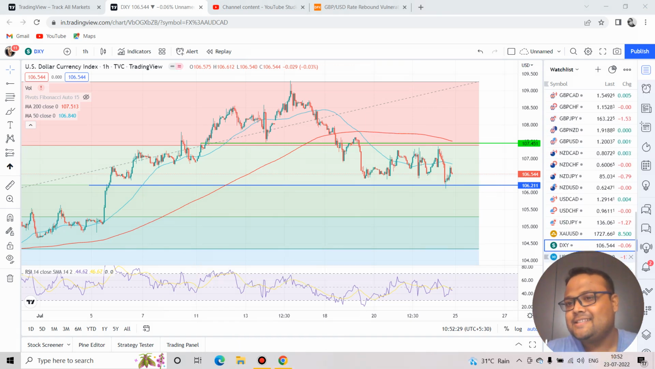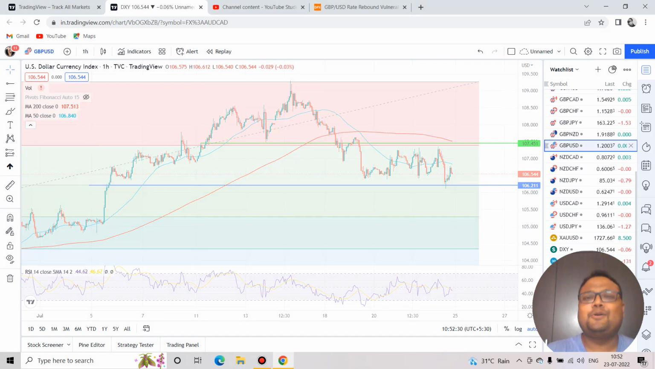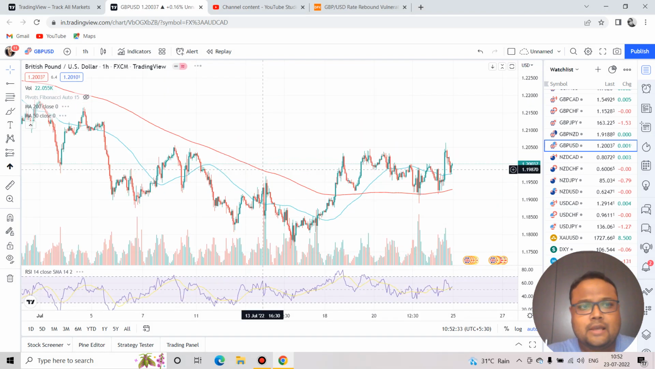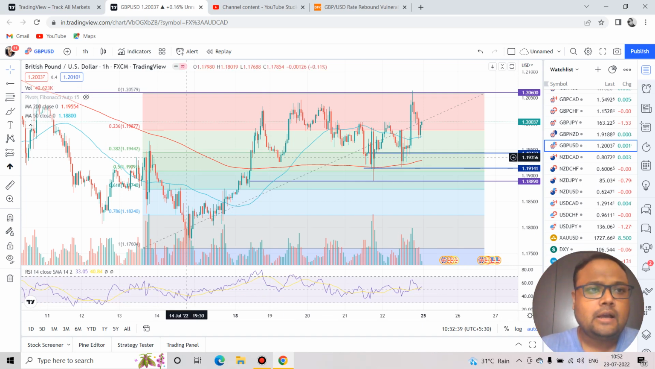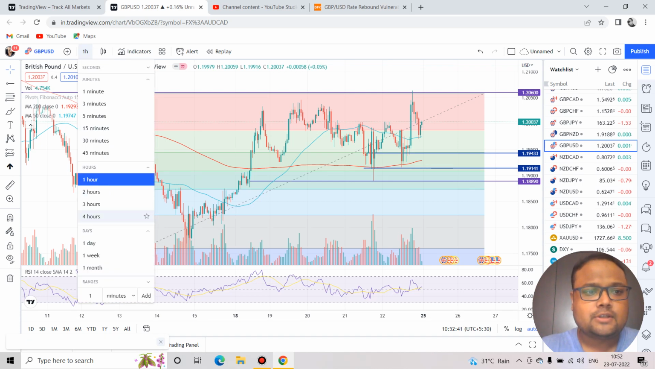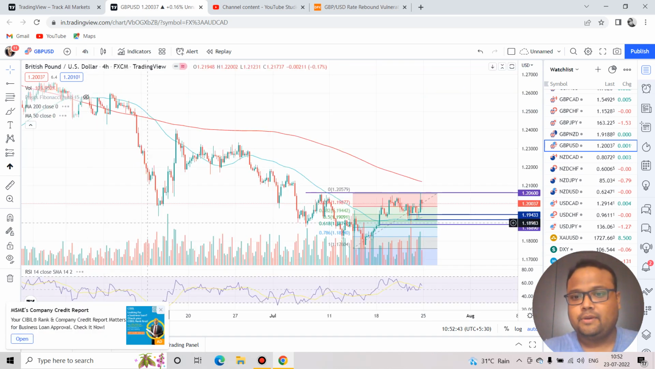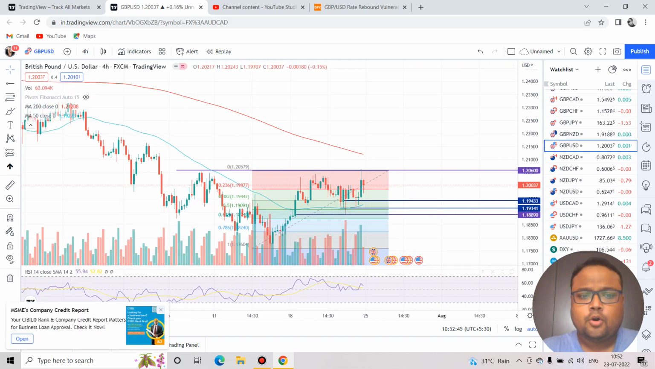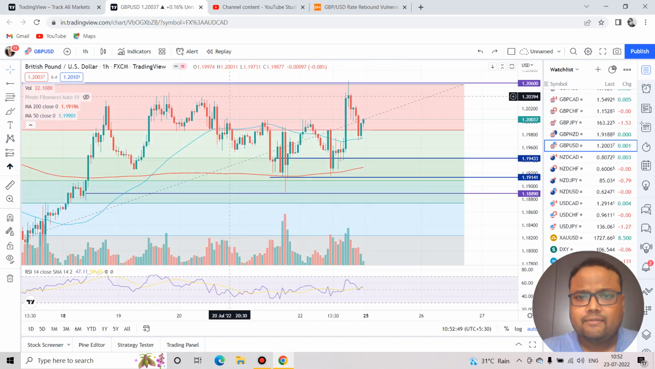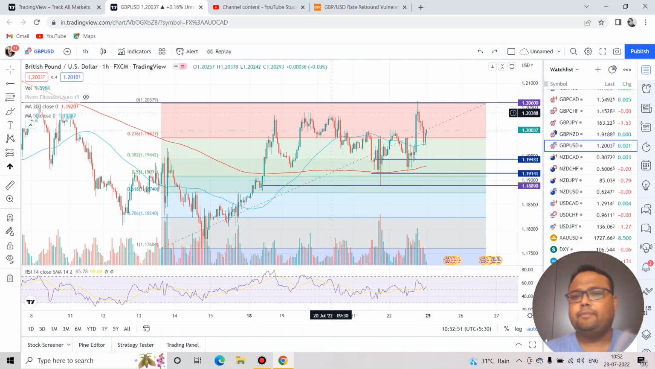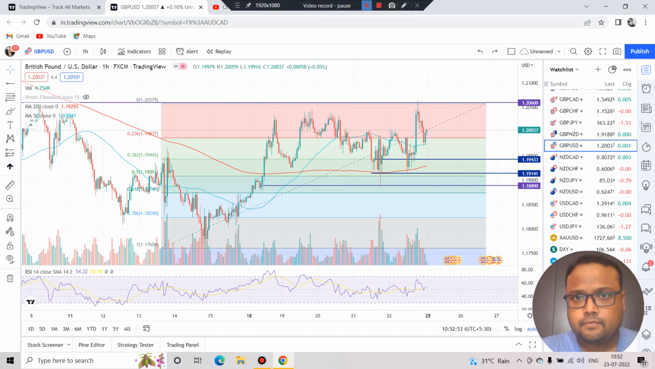Now let's have a look at the chart of pound dollar GBP USD. Again, I am on the 1 hour chart of GBP USD. Today I am using the 1 hour time frame because if I take you to the 4 hour time frame, you will get confused, because we do not have much data. Overall the levels are the same, there is no difference on the levels. We just have a clear picture on the 1 hour time frame.